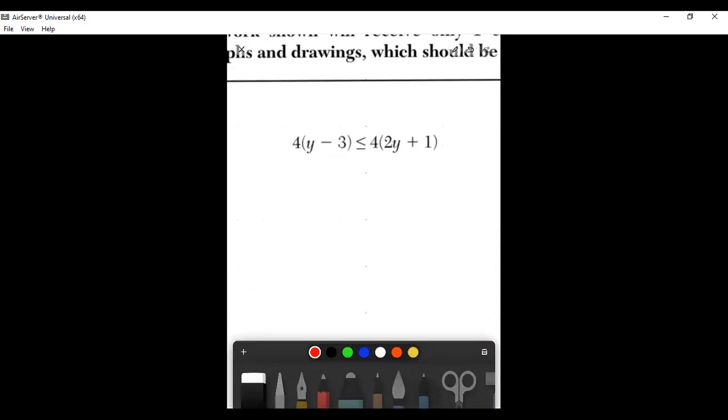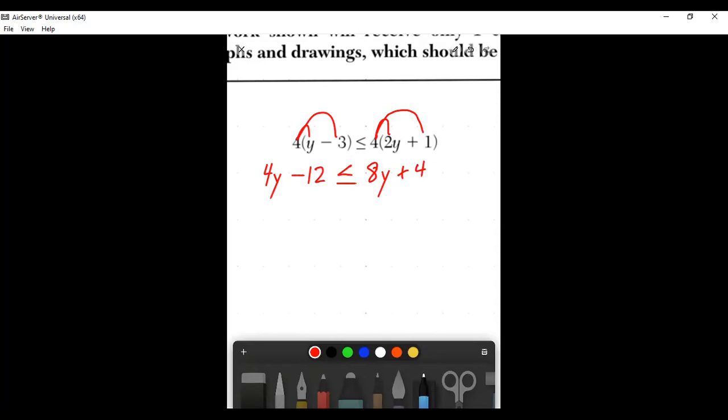All right, now, I'm going to solve this. So 4 times y is going to be 4y. This is going to be 4 times -3, so this is going to be -12, less than or equal to 4 times 2y. So that's going to be 8y. And then I'm going to do 4 times 1, and that's going to be +4. I've gotten rid of the parentheses, which is what you should always do.